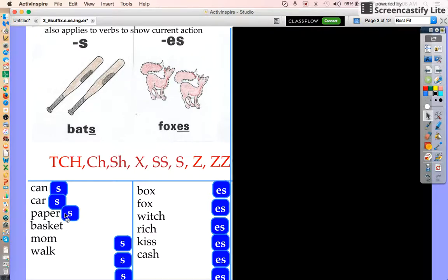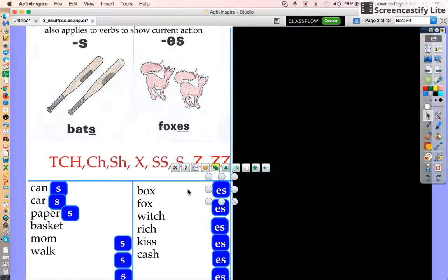The tricky part is whenever you need to know, when do I put ES? And it's not really all that tricky, I'm just tricking you. Anytime you hear a hissing sound at the end of a word and you want to make it plural or happen right now, you're going to add ES. These are all the hissing sounds you have to listen for. Ch, sh, ks, s, z. If those come at the very end of a root word and you want to add a suffix and you want to make it plural or a verb that happens right now, you have to add the suffix es.